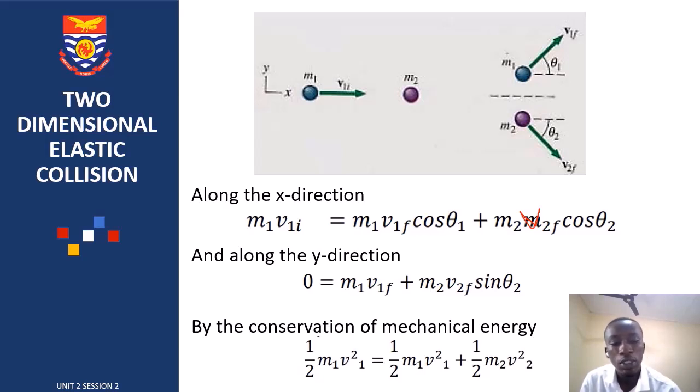Finally, for elastic collision, we have both momentum and kinetic energy conserved. So we look at the kinetic energy, and for the kinetic energy in two dimensions, we have 1 over 2 m1 v1 squared equals 1 over 2 m1 v1 squared plus 1 over 2 m2 v2 squared.